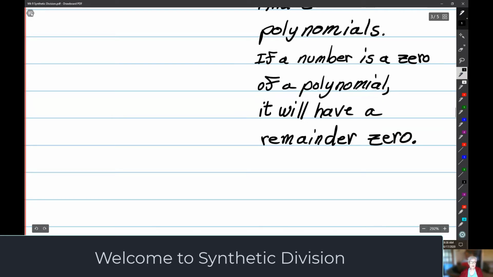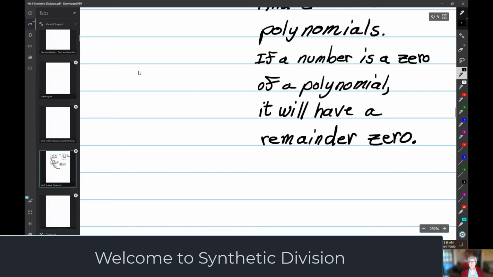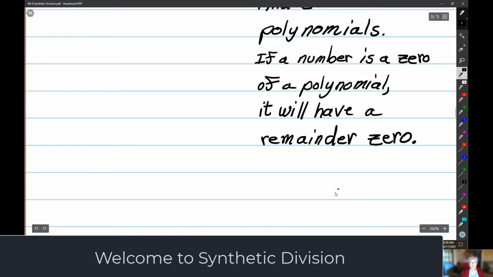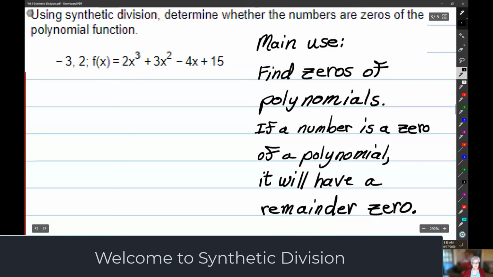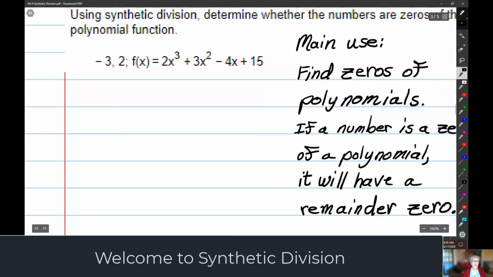Very, very important, but you don't have to worry about memorizing it because we're going to do it over and over again today. Like starting now. We're going to see if two numbers are zeros or they are not zeros. One of the numbers is -3. And the other number is 2, and we're going to test them.